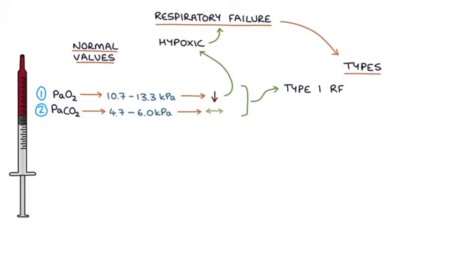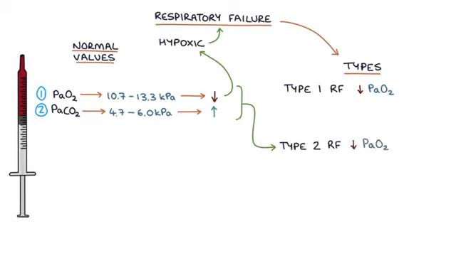Only one of the PaCOs is affected, with a low PaO2. If the patient has a raised PaCO2, or partial pressure of carbon dioxide, with a low PaO2, or partial pressure of oxygen, this indicates type 2 respiratory failure. There are 2 PaCOs affected.